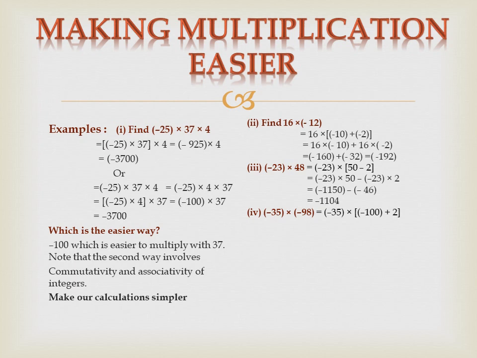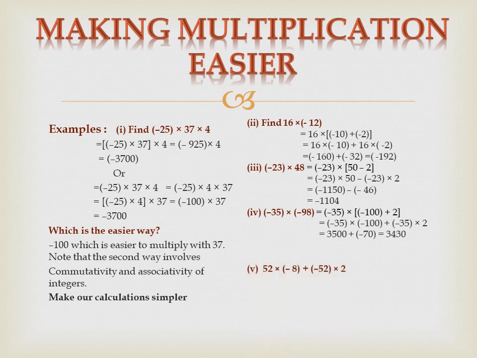One more example, negative 35 into negative 98 is equal to negative 35 into negative 100 plus 2, because negative 98 is very near to 100. Therefore, it can be written as negative 100 plus 2, which is equal to negative 35 into negative 100 plus negative 35 into 2. And finally, you will get the answer as 3500 plus negative 70 is equal to 3430. In these three questions, we applied distributive property.